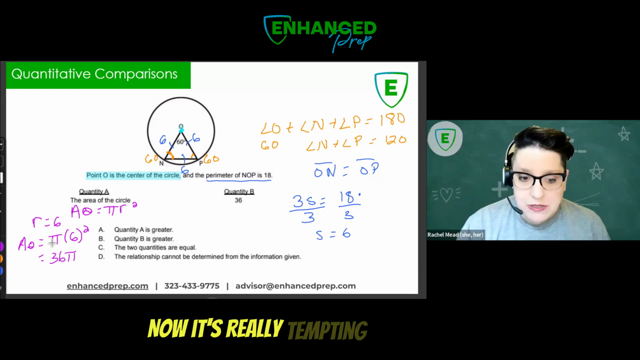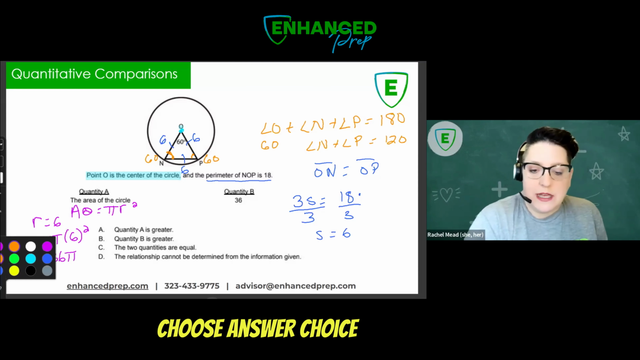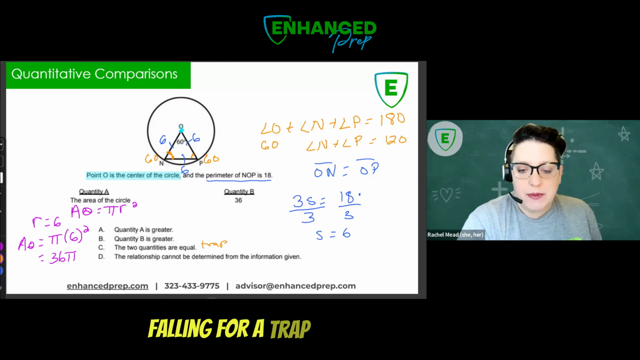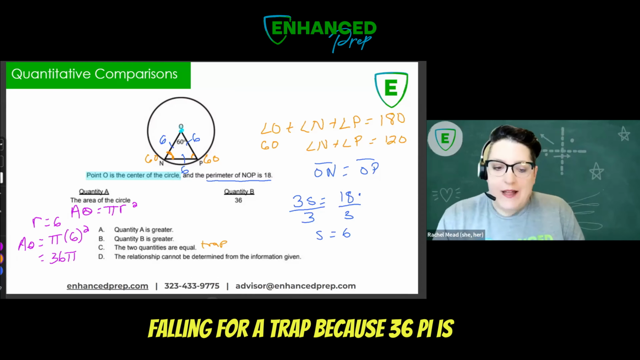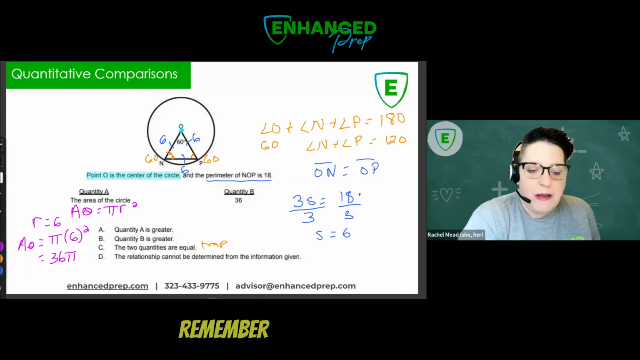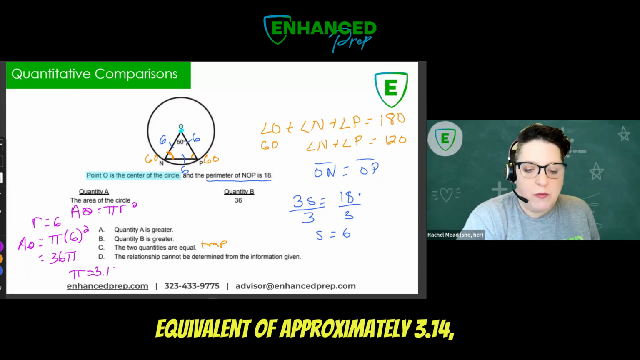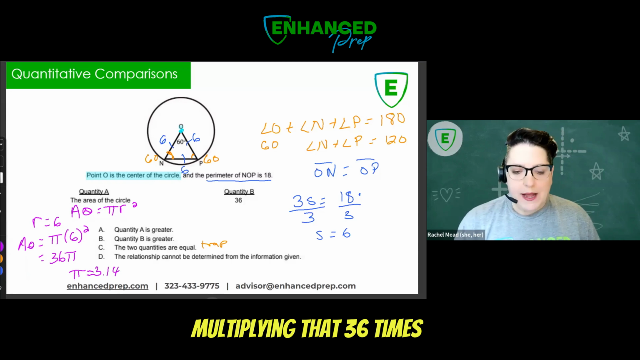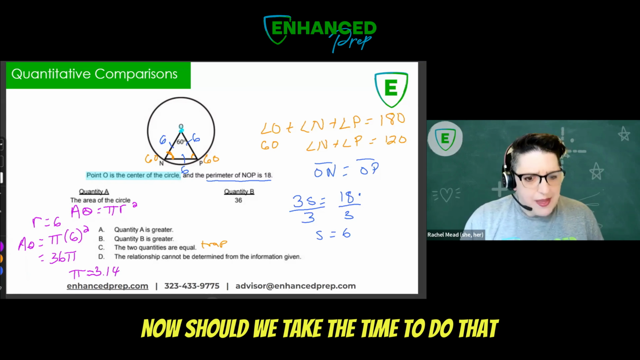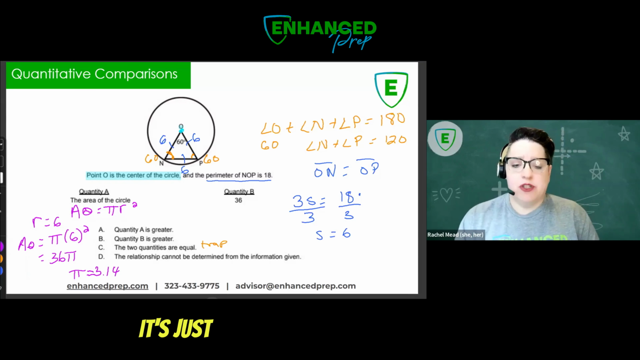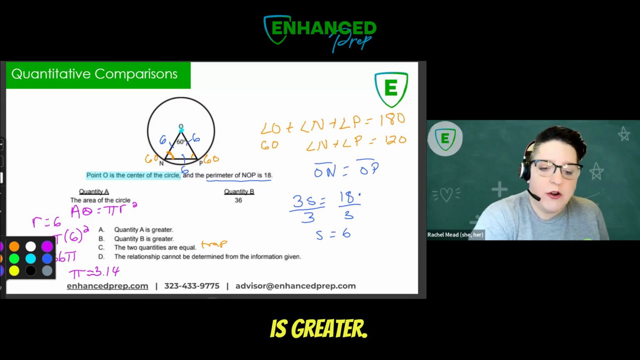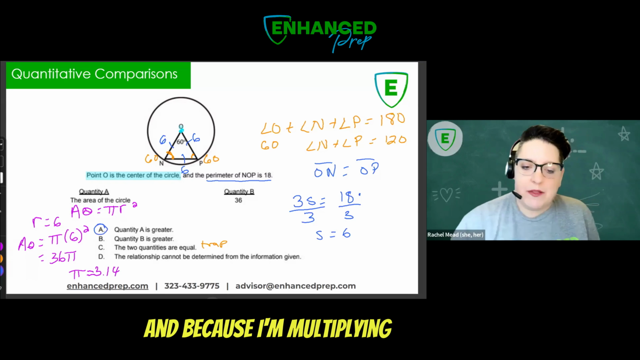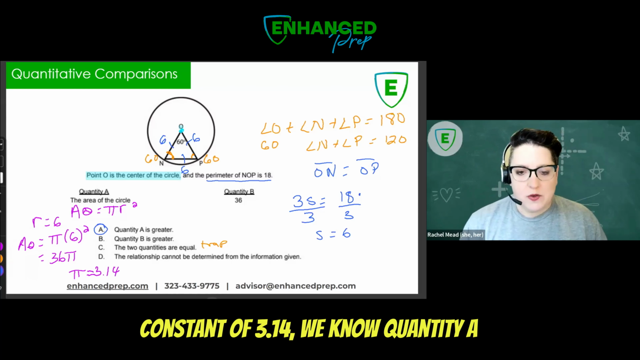Now it's really tempting right here to choose answer choice C, but we'd be falling for a trap because 36 pi is not the same thing as 36. Remember that pi has a decimal equivalent of approximately 3.14. So we're multiplying that 36 times pi. Now, should we take the time to do that math? Absolutely not. It's just our job to determine which one is greater. And because I'm multiplying 36 by my pi constant of 3.14, we know quantity A is going to be bigger.